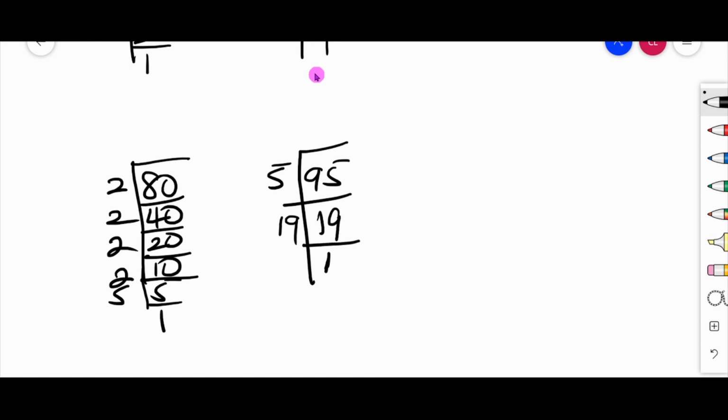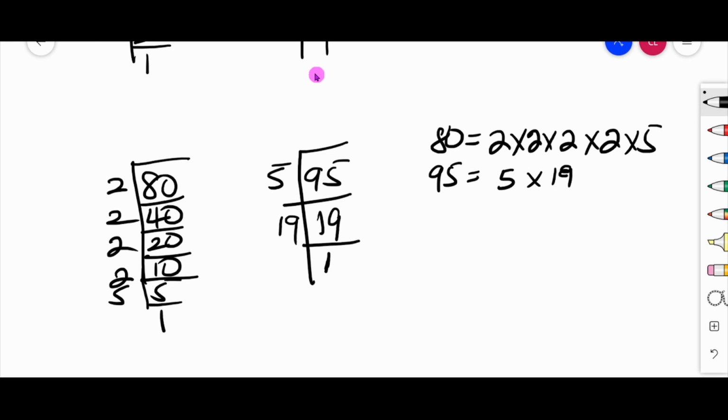So let's look at these. 80, the prime factors will be 2 times 2 times 2 times 2 times 5. Let's make sure: 1, 2, 3, 4. Yes, by 5. And for 95, it would be 5 times 19. So the only thing that we see common would be the 5. Okay. So the highest common factor would be 5.